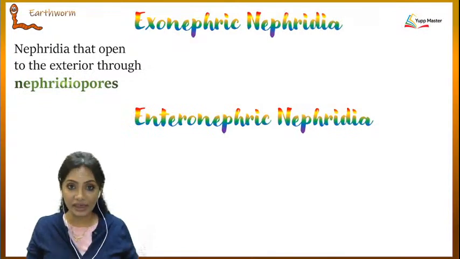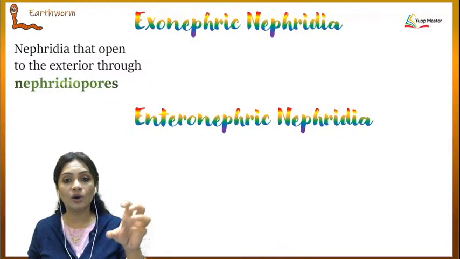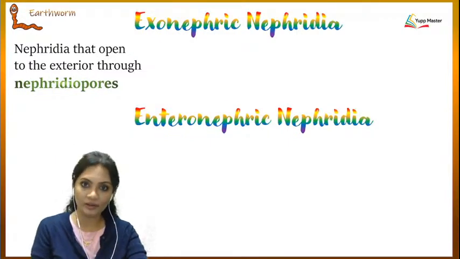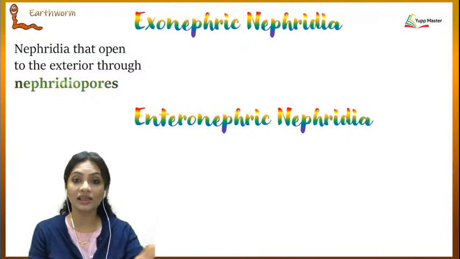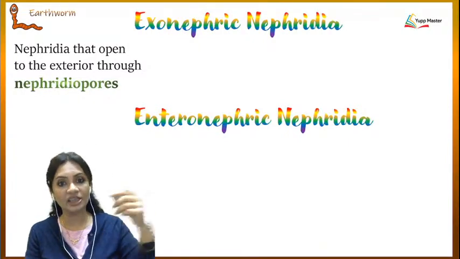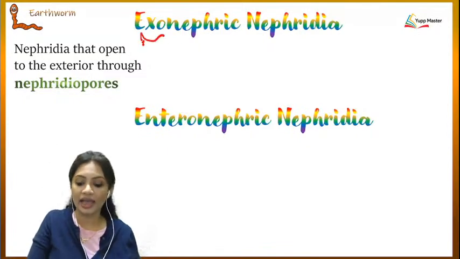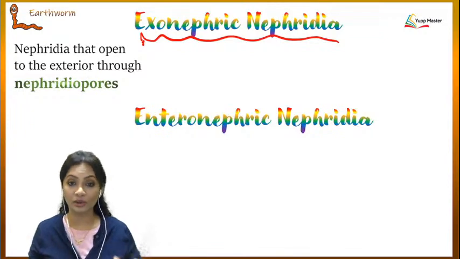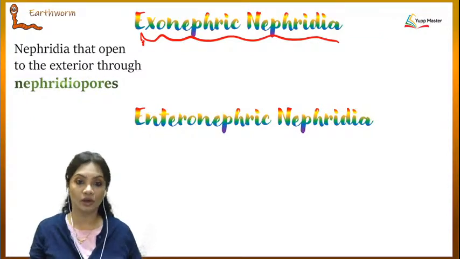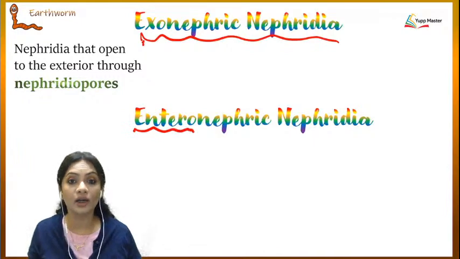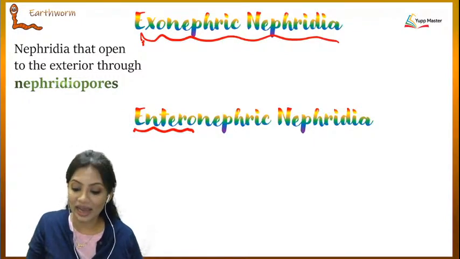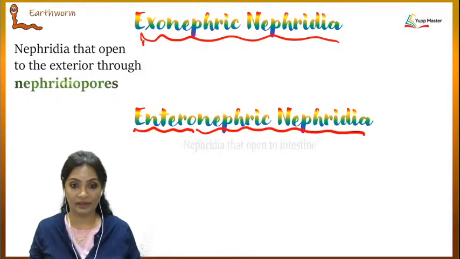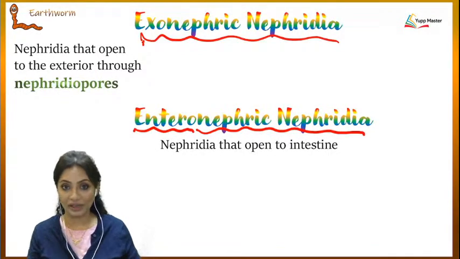So nephridia, according to how the secretion is taken out, either the secretion is poured into the digestive system or the secretion is poured to the exterior. If it is poured to the exterior, we'll call it exonephric nephridia. If it is put into the digestive system, into the intestine, then we will call it enteronephric nephridia. Entero means intestine. Now these enteronephric nephridia are the ones which are opening into the intestine.